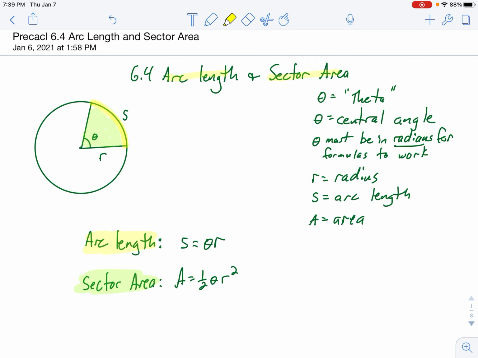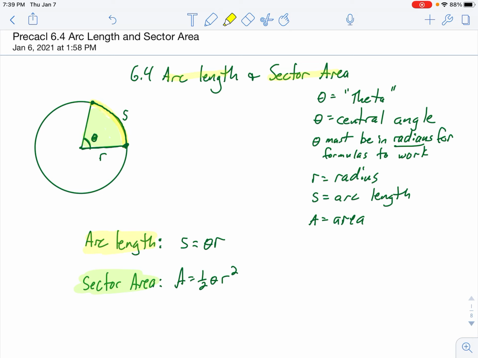But when we talk about arc length, we're not talking about the degrees of the angle. We're talking about the distance or the length from one point to another point on the circle. If you could see me trace that, hopefully that made sense. Now the angle at the center of that arc is important. And then of course the radius is going to be important. So that's one thing we're going to be figuring out.